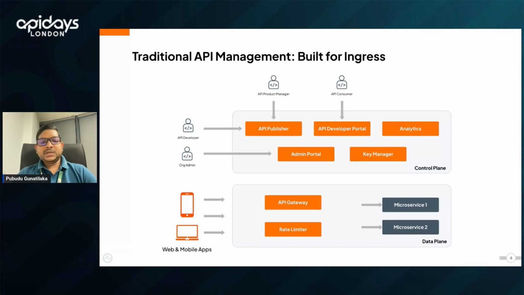Then on the data plane side, that's where your gateways are running, that's where you do rate limiting, and that's where you have your microservices and all your data services. Your web and mobile applications are basically utilizing your services through the API gateway. So this is the high level architecture, and more like the centralized API management that we can see in traditional API management architectures today.